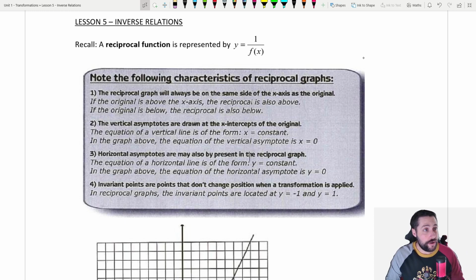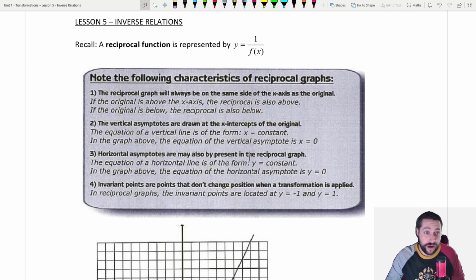Today we are going to wrap up the transformations unit by going over lesson number 5, inverse relations. So let's get started. We are going to recall a reciprocal function is represented by y is equal to 1 over f of x. So note the following characteristics of reciprocal graphs.